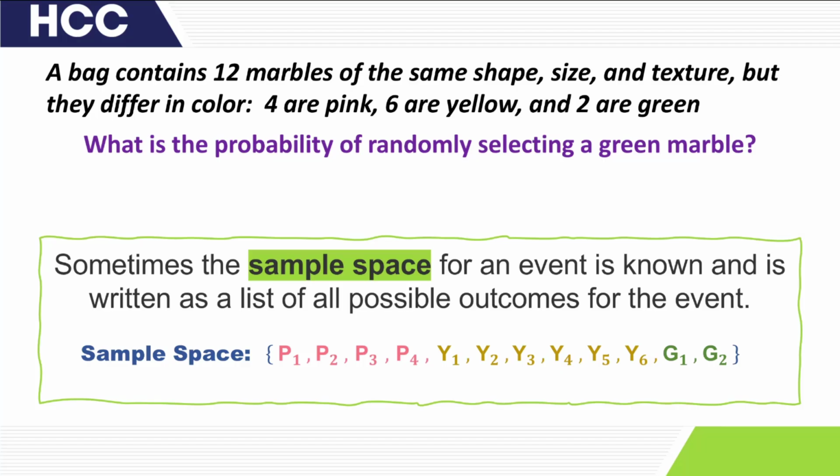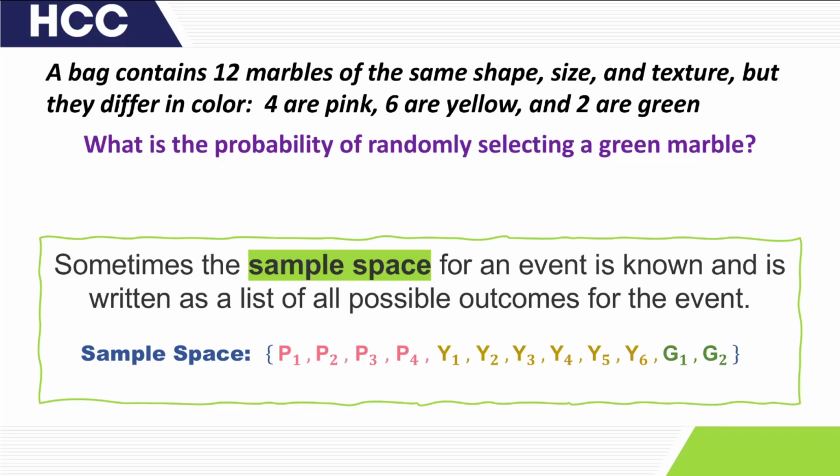So now let's look at a bag that doesn't have as many marbles, but look at the other way of computing a probability. So assume that we have a bag with 12 marbles, and we can actually look in there and do a census. We know that there are 4 pink, 6 yellow, and 2 green. That census is actually called a sample space in probability terms. It's a listing of everything that is in that bag.